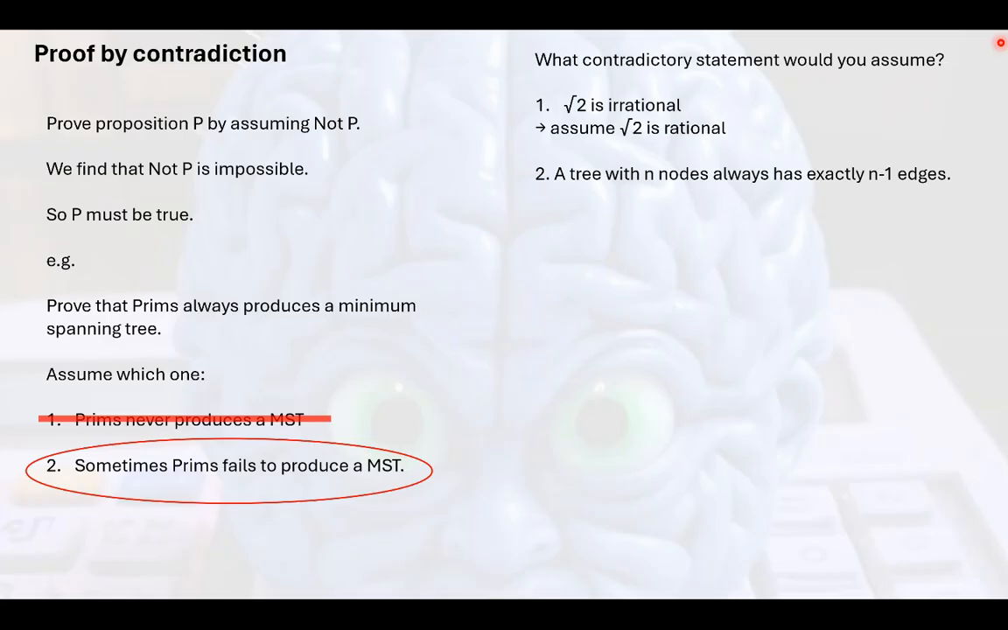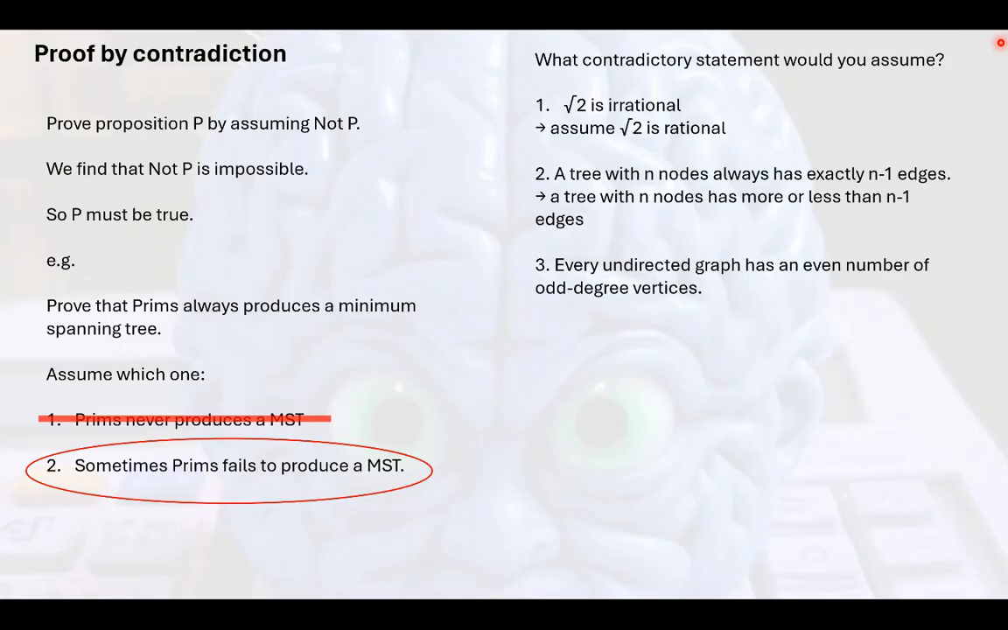Suppose we want to prove that a tree with n nodes always has exactly n-1 edges. This actually wouldn't always be proved by contradiction. We can prove it more directly just by logic, but we'd have to make two assumptions. We'd have to assume it has more than n-1 edges or less than n-1 edges. And we'd have to show that both of those lead to contradictions, lead to impossibilities, which means it must have n-1 edges.